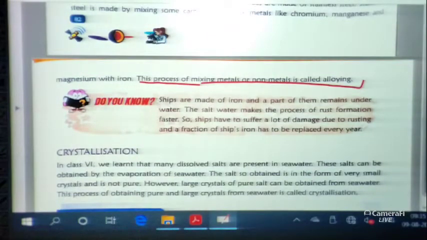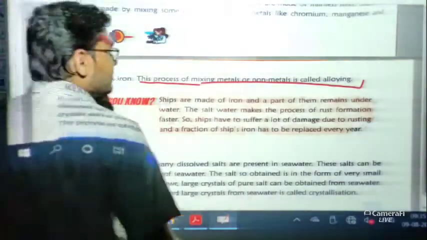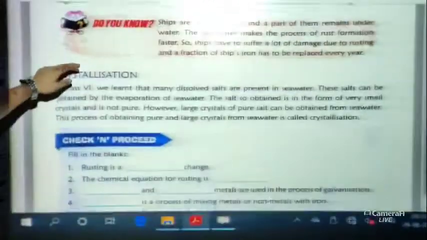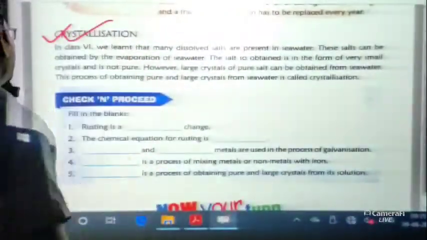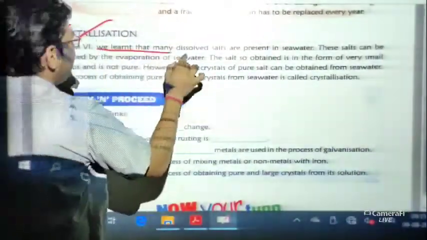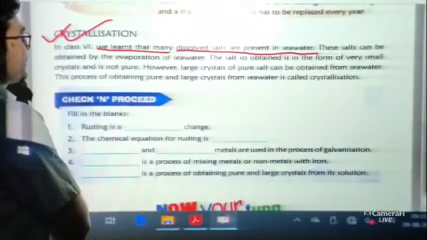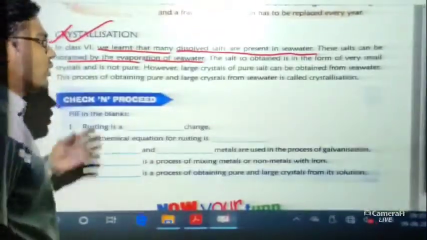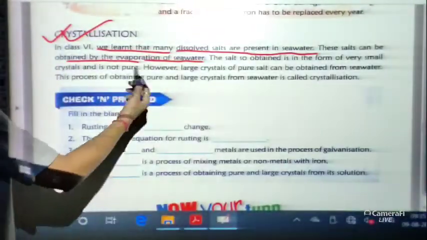Now the next thing is also very important, which we call crystallization. What is crystallization, students? This is a very important part. In class 6 we learned that many dissolved salts are present in seawater. So these salts can be obtained by the evaporation of seawater. When we evaporate the seawater, we can easily get the salt.